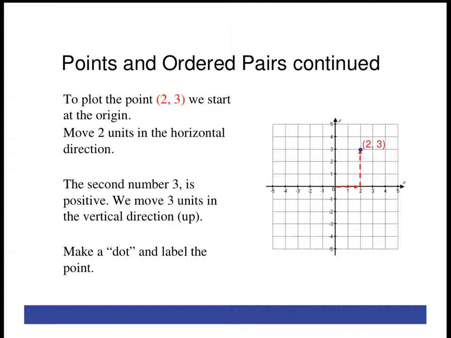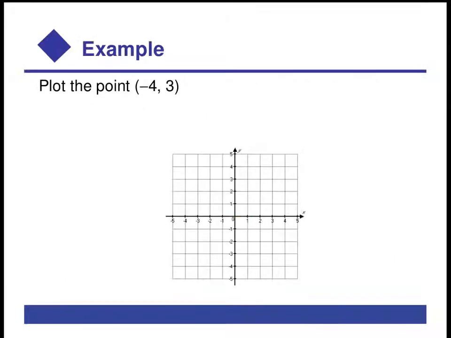Okay, to plot the point 2, 3, we start at the origin and we move two units in the horizontal direction. Because 2 is positive, we're going to move in the positive direction this way, 2 places. So here's 1 and here's 2. The second number is 3, and because it's positive, we're going to move in the positive direction from that 2. We're not starting over, and then we're going to move 3 units up. And that is the spot you make a dot. Luckily, they already did that for us.